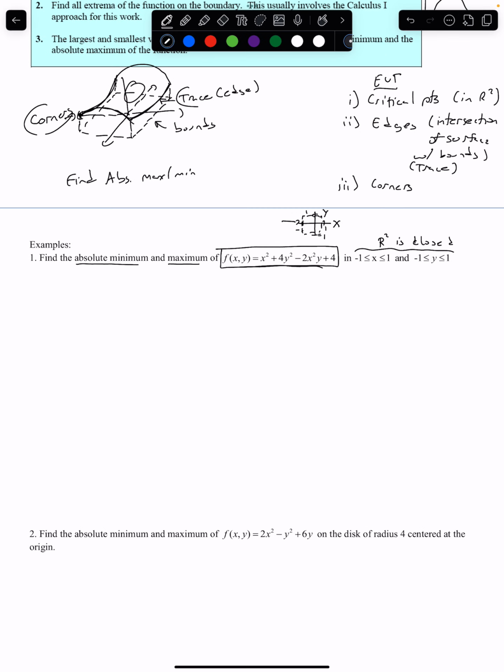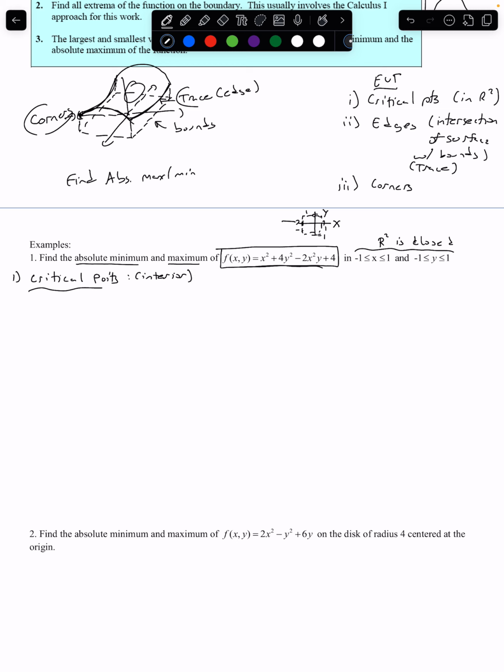So how do we do that? Well, step 1. We have to find the critical points. And we did this yesterday. To get the critical points, or CPs, we're looking at the interior. This is the inside of our bounds.